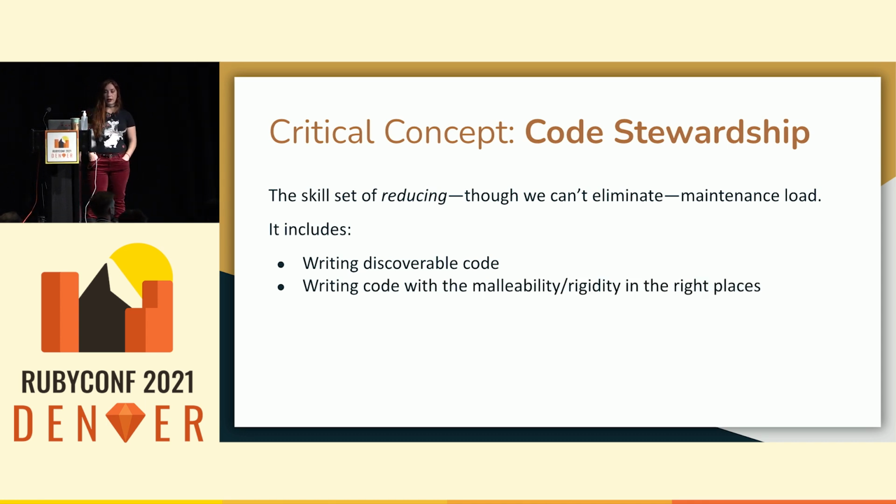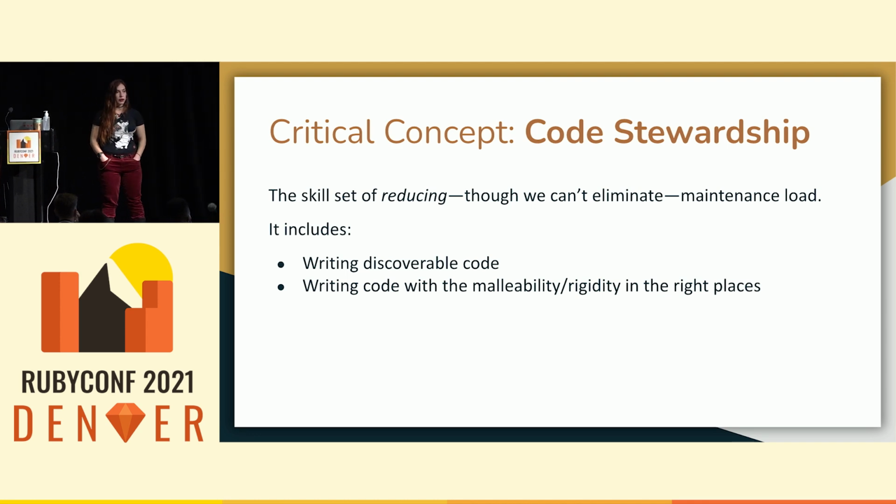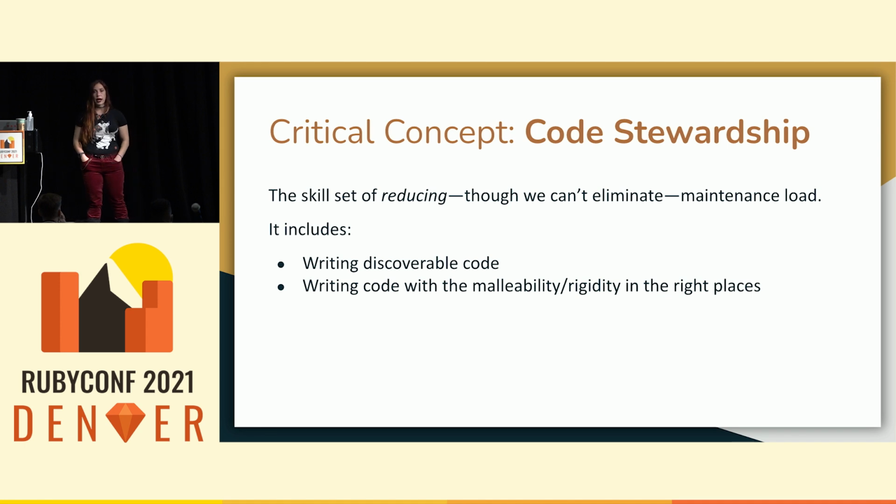Another example might be writing code with the malleability and rigidity in the right places. And I want to explain what I mean by this one, because we often say that we want to keep our code flexible, right? What are some other things we want to do with our code? Folks familiar with DRY? Don't repeat yourself. Okay, so we want DRY code, but we also want flexible code, right?